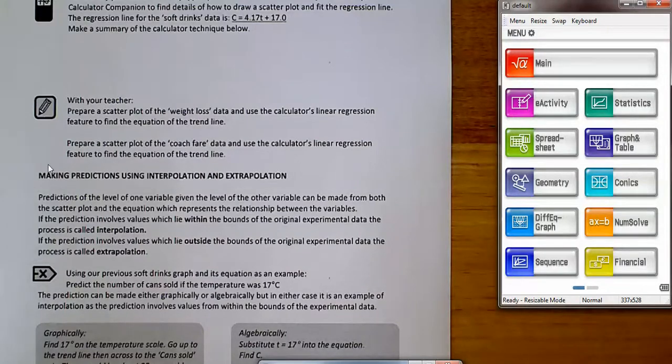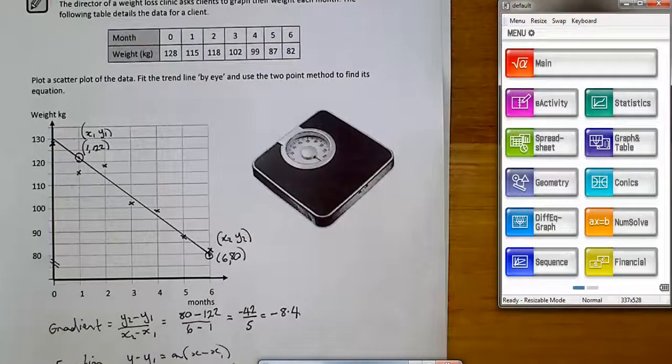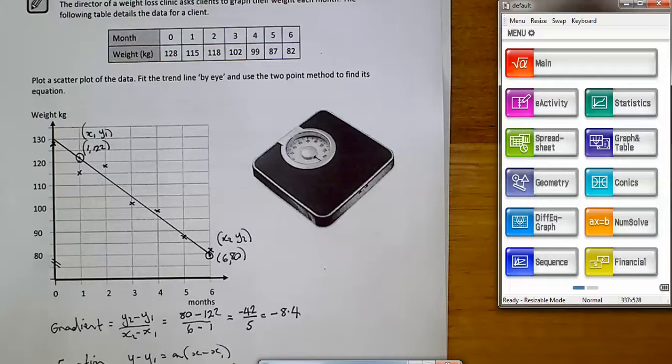So we're going to use calculator technique here to work out the regression equation of the line of best fit through some data. Now we refer back to the weight loss clinic data, which we've done previously using a two-point technique, fitting the line by eye. Now, more sophisticatedly, we can do it on our calculator.